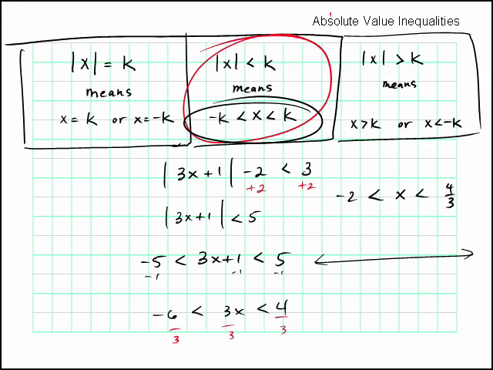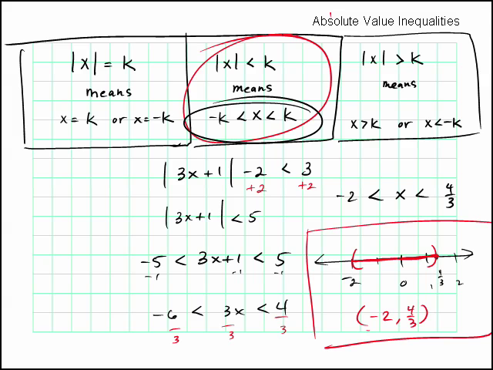On a number line, it would look something like this. Let's see, 4/3 would be right about here. Shade everything between negative 2 and 4/3. Just like that. In our interval notation, that would be parenthesis negative 2 to 4/3 parenthesis. And there's our solution. Okay, so I hope that those examples help clear up the different types of absolute value inequalities we have here, the three main types.